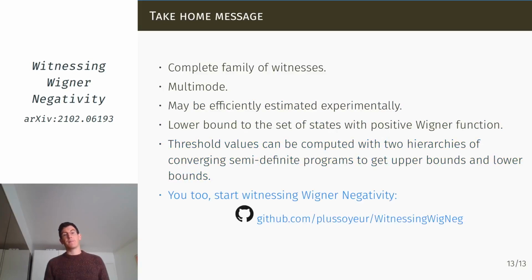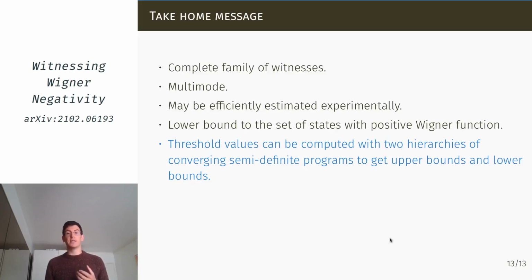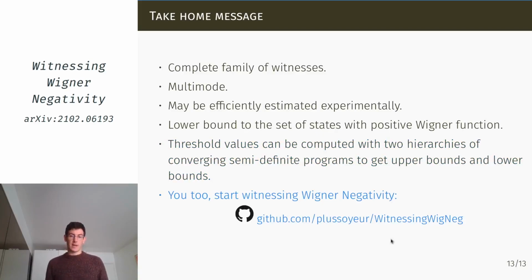And the threshold value can be computed with two hierarchies of converging semi-definite programs to get either an upper bound or a lower bound. And so if you go high enough in the hierarchy, you will get a good estimate for your threshold value. And we also provide the codes necessary to implement the hierarchies, so you can find them here if you want to play around and start witnessing either numerically or even experimentally Wigner negativity.